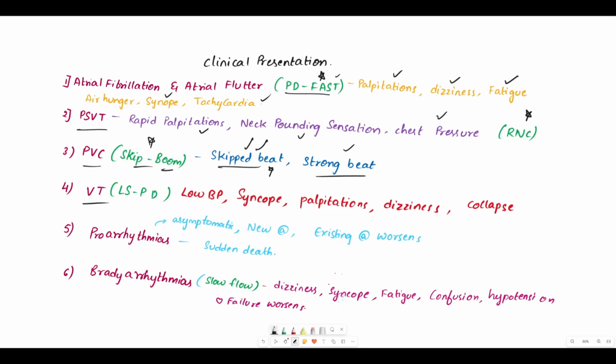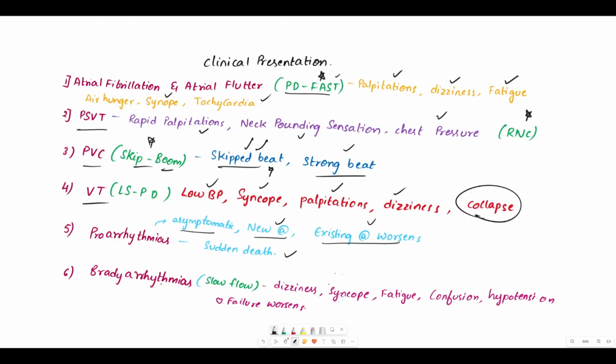Coming to the fourth one, which is VT, remember the trick as LSPD, where L means low BP, S means syncope, P means palpitations, D means dizziness. Sometimes this can also progress to collapse. The next one is proarrhythmias. Proarrhythmias are asymptomatic initially. Then the existing arrhythmias will sometimes worsen. There is a chance of developing new arrhythmias, and it can also cause sudden death.